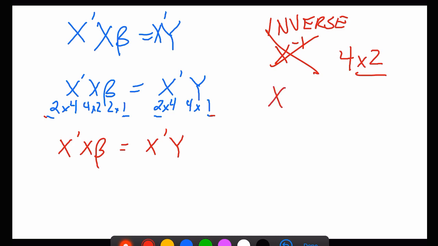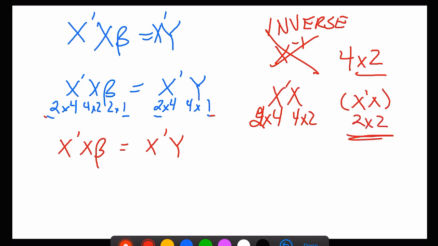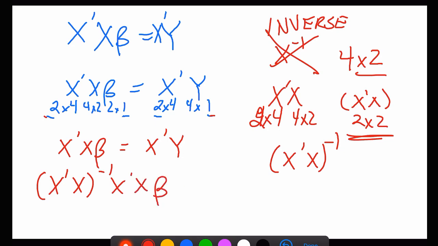But if I take X transpose X, that's a 2 by 4 and a 4 by 2. That together, that matrix afterwards is a 2 by 2. Now that has an inverse, provided it has the right rank, which means no multicollinearity in our data. And here we are. Now, what can I do? Well, now I can find this, right? That's what I want. So now I'm going to say X transpose X inverse, X transpose X beta equals X transpose X inverse, X transpose Y.